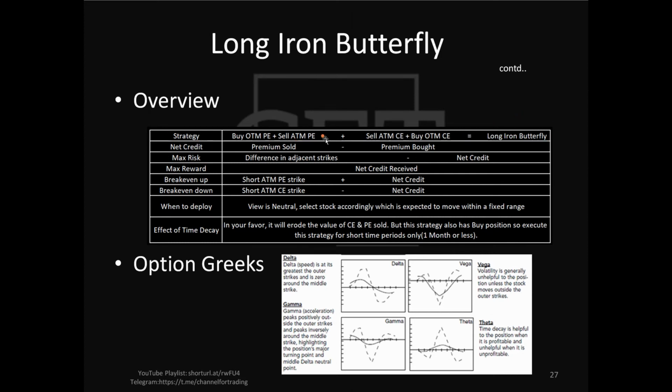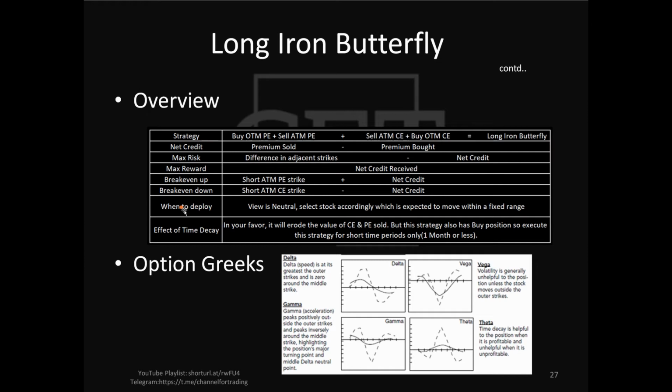Here again the net credit is premium sold minus premium bought, and the maximum risk is the difference in adjacent strikes minus net credit. We will see it with an example, so don't worry if you're not able to understand. In the next slide we will be able to get a better picture. The maximum reward here is the net credit received, and the breakeven on the upper side is the short ATM CE strike plus net credit, and the breakeven on the downside is the short ATM PE strike minus net credit.